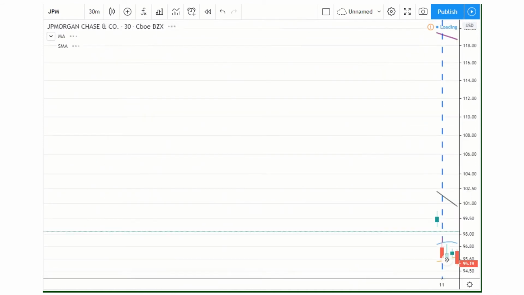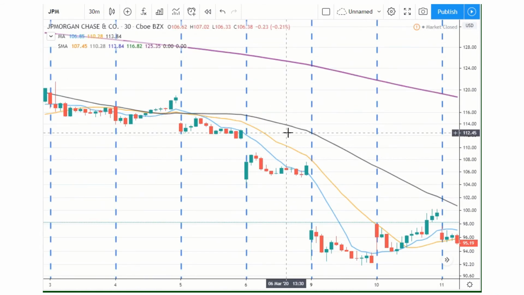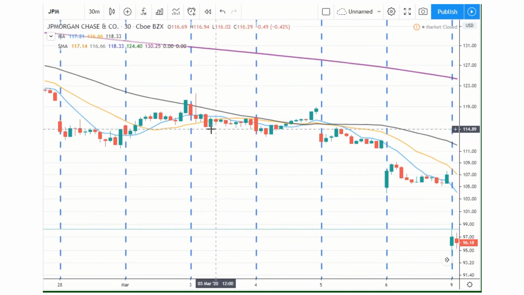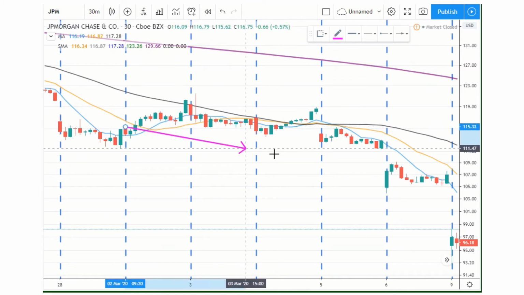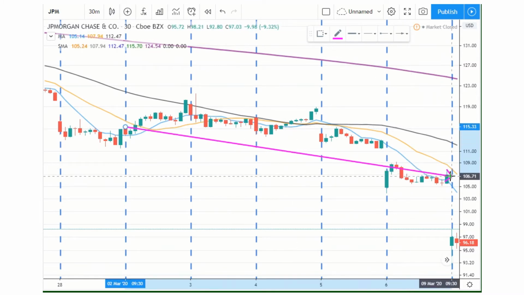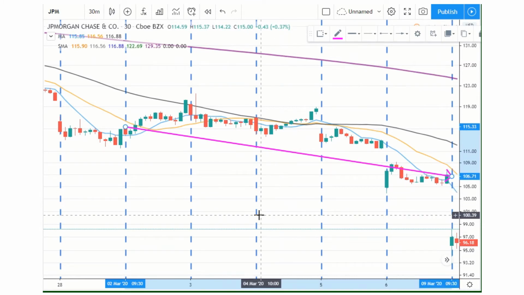Okay, let's go to JP Morgan. JP Morgan is the same thing. It opened on the 2nd of March at 115.26, and it closed at 106.71. Okay, so it fell quite a few points.